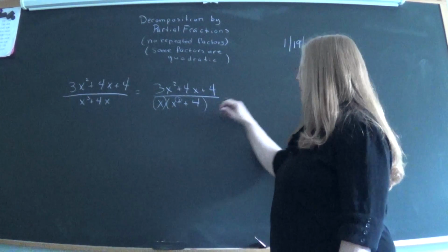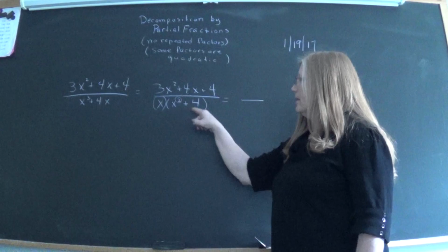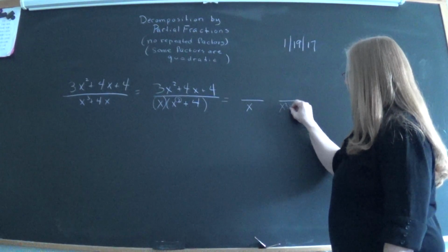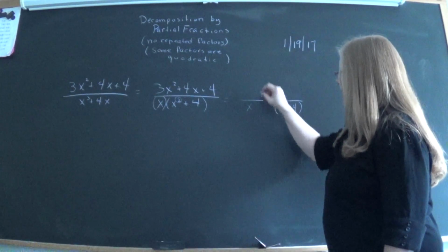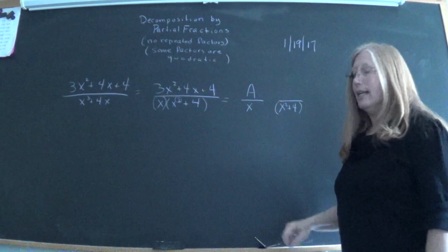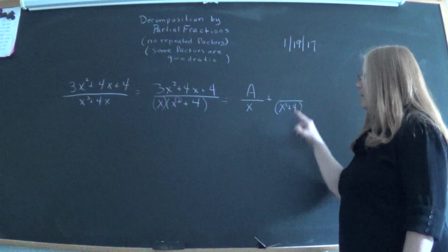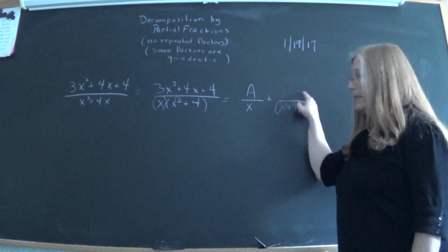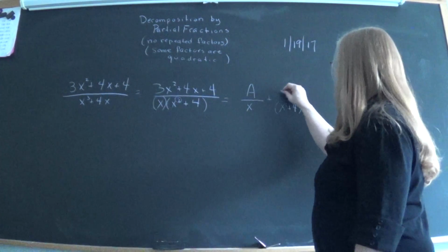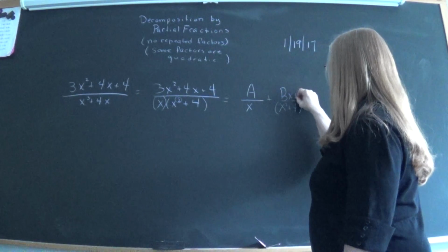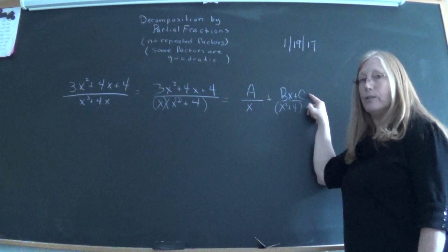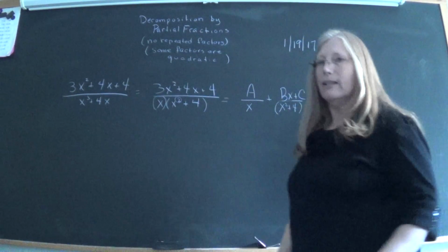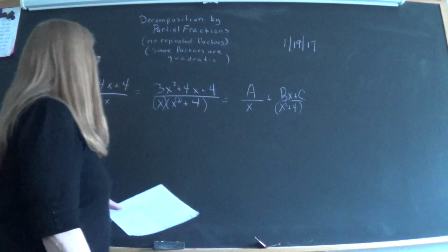We're going to continue writing each of the factors in its own fraction, like we've seen previously. This gets an A, and we're going to add them together. But when we get here, instead of just a B, because this is quadratic, the numerator is going to be linear. So that means I'm going to do Bx plus C. So notice a linear expression sits on top of a quadratic factor. So that's how that works. So let's continue and solve.